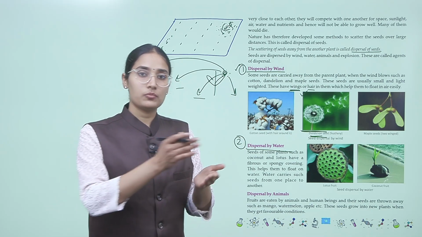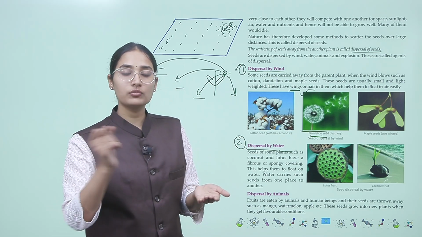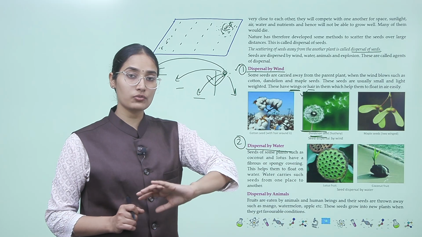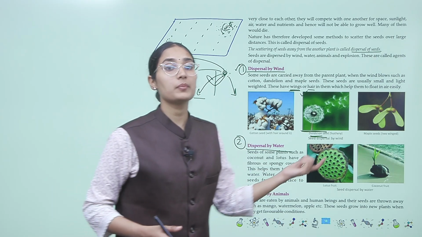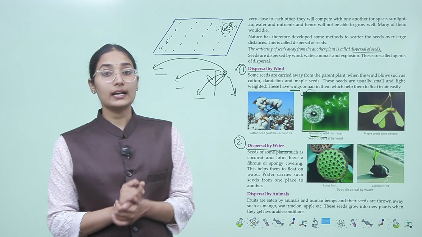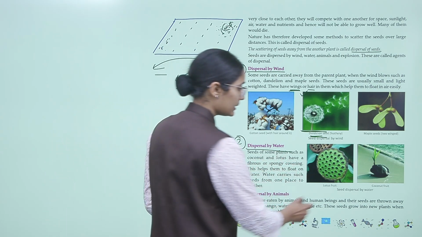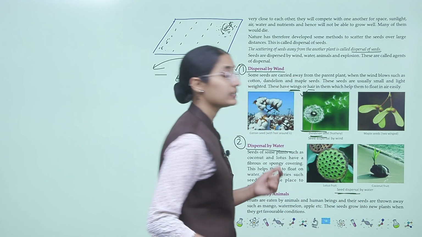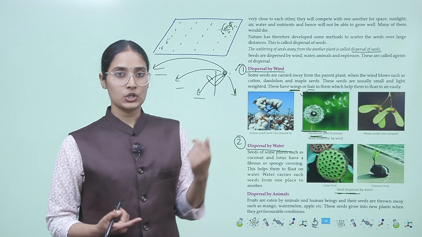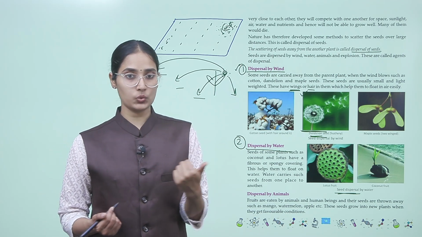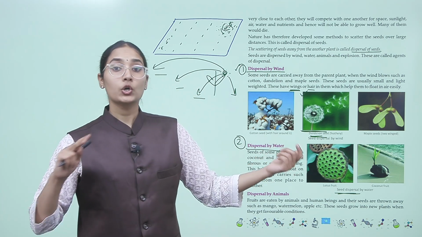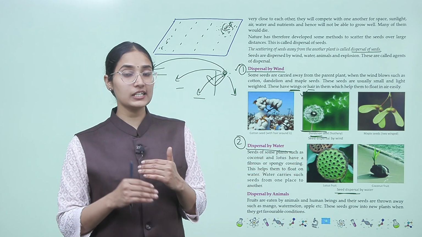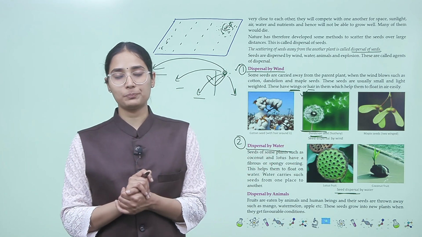Let's say from one bank of the river to the other, or from one part of the ocean to another part of the ocean, right? This is how they can get carried away by the water. And this is how the seeds of some plants get dispersed by water. So what are the examples? Lotus fruit have seeds that get dispersed by water. Coconut fruit have such seeds that can get dispersed by water.